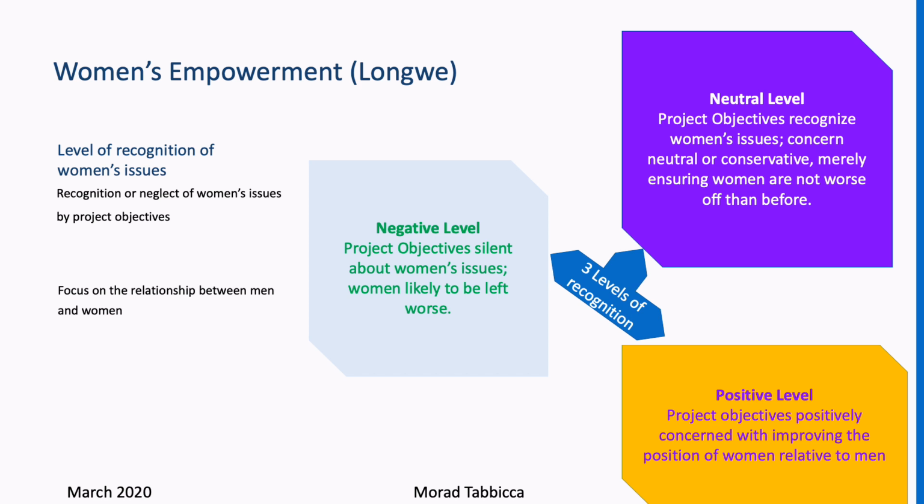The last level, which is the positive level, is looking at the relationship between men and women. If a project, a policy or a plan is at a positive level, then it concerns itself with trying to change the relationship between men and women and move it from domination and subjugation of women to one where women have greater rights and are equal to men in society.